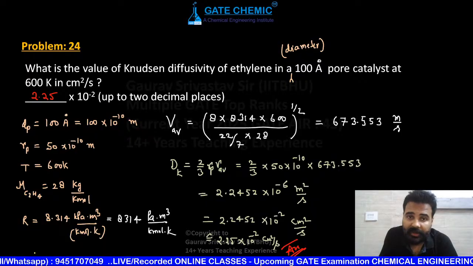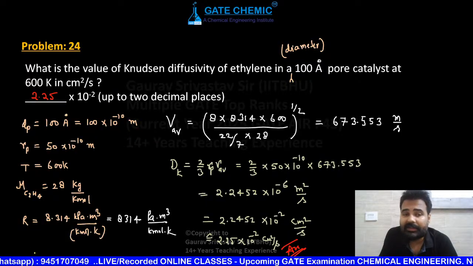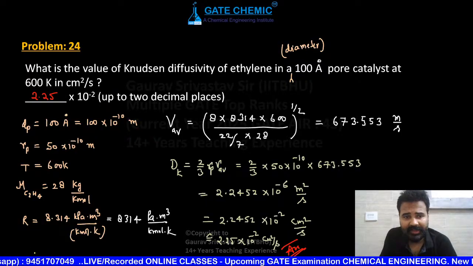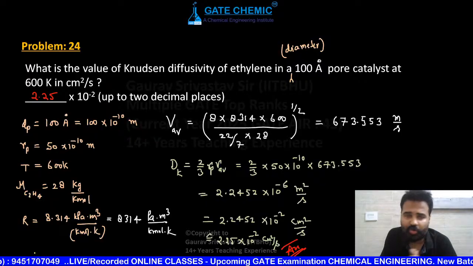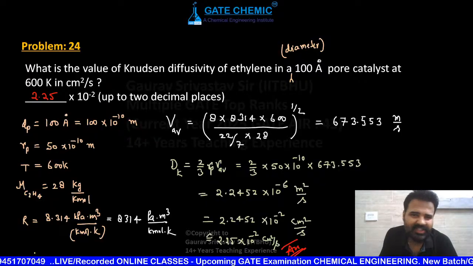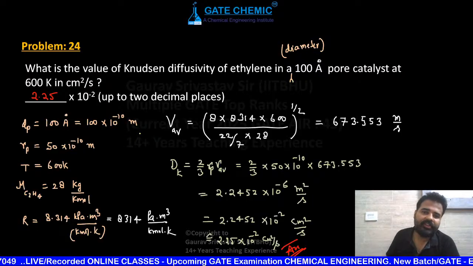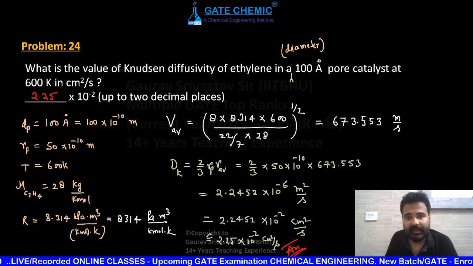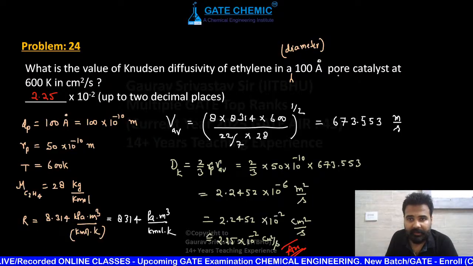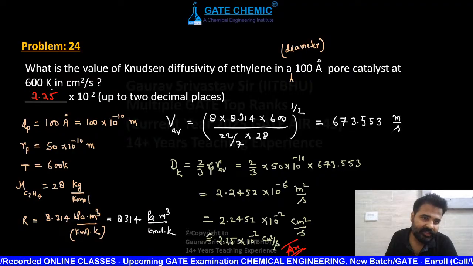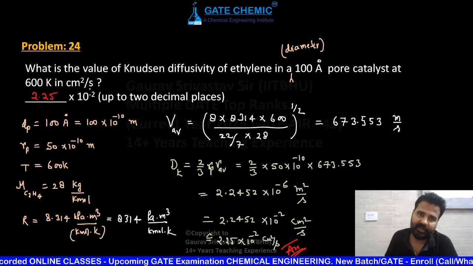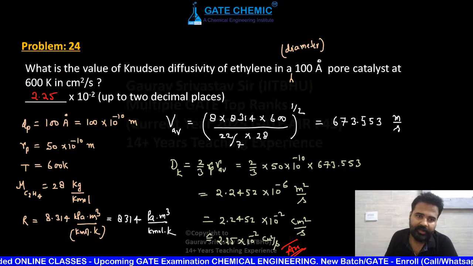Here I am going to explain one, but all the numericals that I explain here or not explain here are given as homework. You have to practice just one more time. So what is the value of Knudsen diffusivity of ethylene in a 100 angstrom diameter pore catalyst at 600 Kelvin in centimeter square per second? Write the answer in units of 10 raised to power minus 2 up to 2 decimal places.